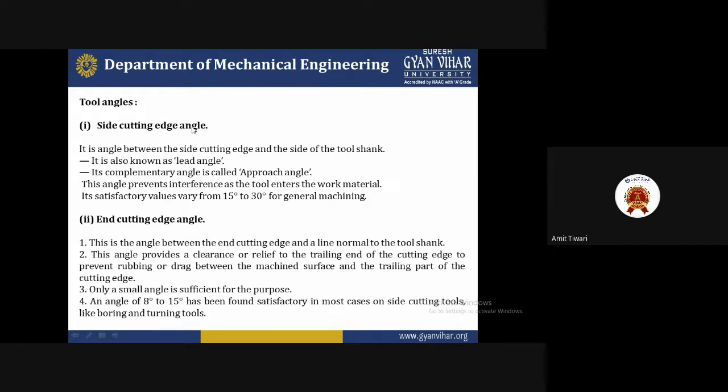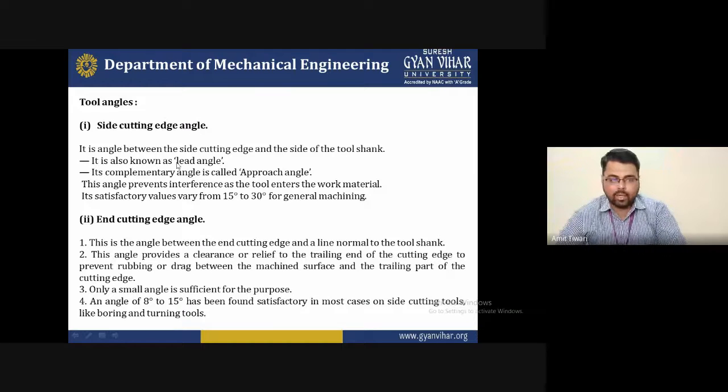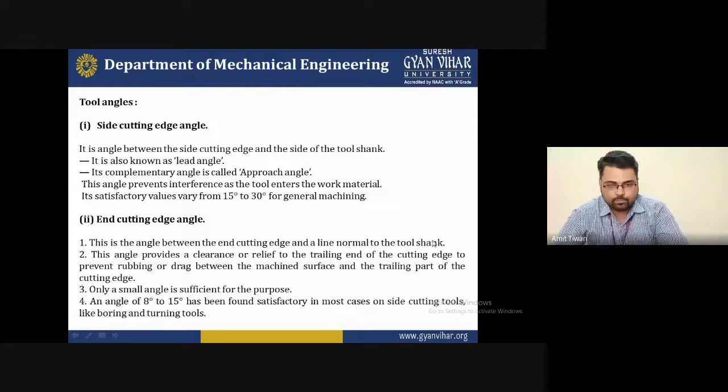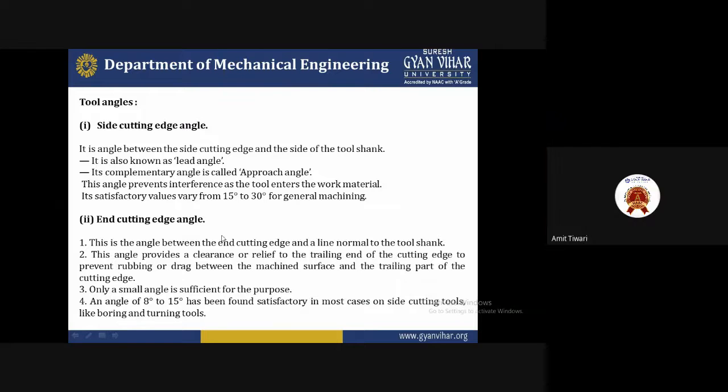The second thing is the end cutting edge angle. The end cutting edge angle is defined as the angle between the end cutting edge and the line normal to the tool shank. This angle provides clearance or relief to the trailing end of the cutting edge, and prevents rubbing or drag between the machined surface and the trailing part of the cutting edge.